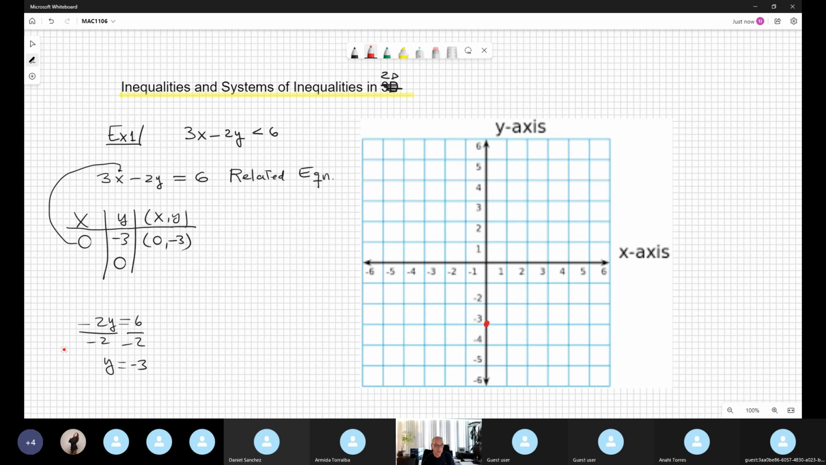Okay, likewise, I substitute y equals 0 in the original equation. So we have 3x equals 6, because y is 0, no? Minus 2 times 0 is 0. So divided by 3 on both sides, x is equal to 2. And the point is 2, 0. Let's plot this point, 2, 0. The recipe is okay.